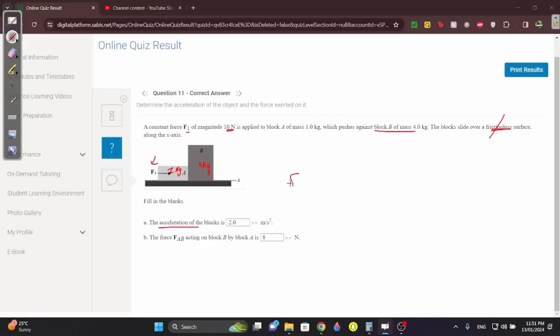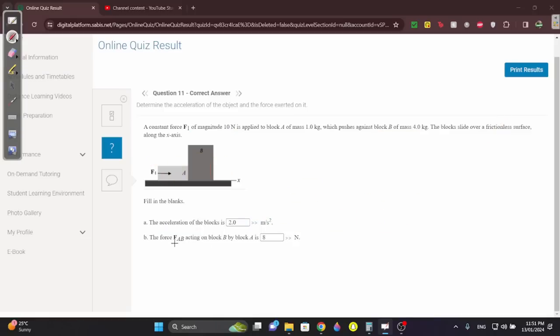What's the acceleration? F equals mass times acceleration. Acceleration equals force divided by the mass. The force is 10 newtons, which is given, with the mass in total, you add them, is 5. So you get 2 meters per second squared. Please remember to put the units, okay, if you have written.